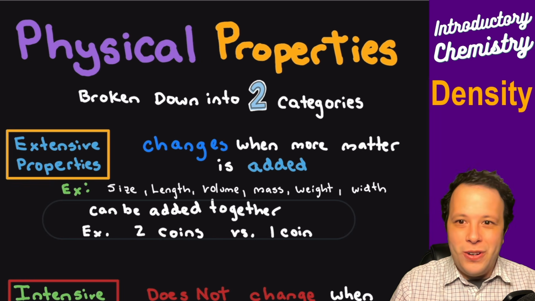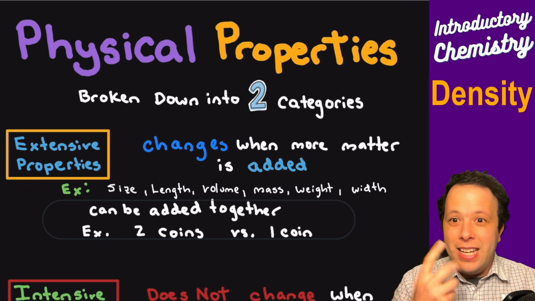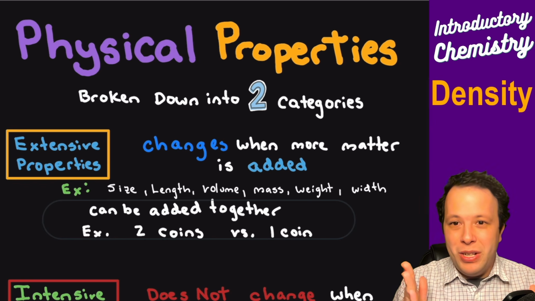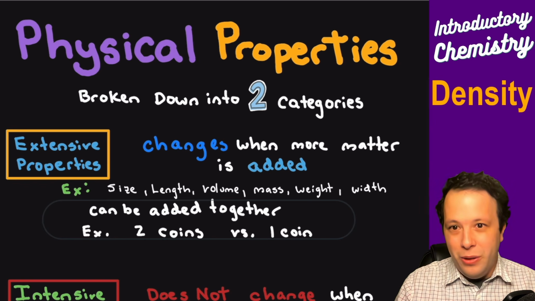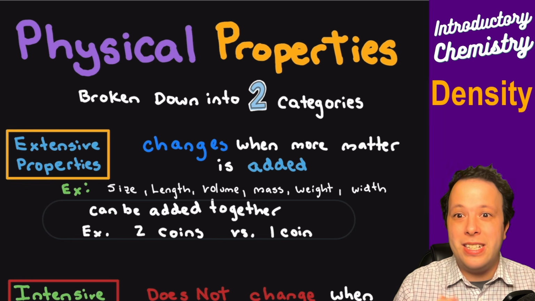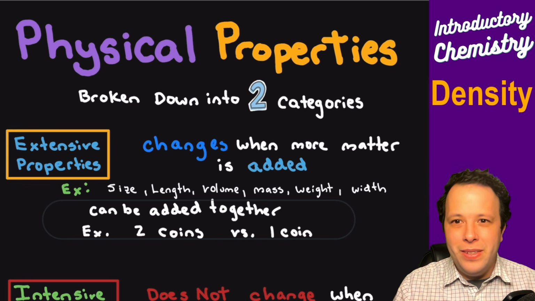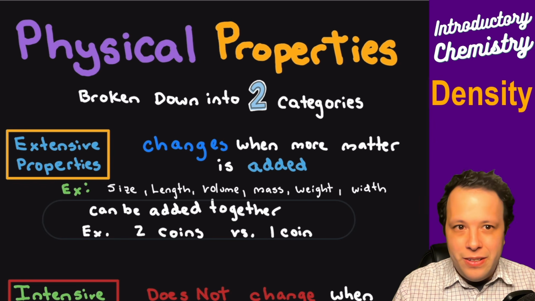If you were to try to measure the length of one penny, you would get maybe a little bit under a half an inch. If you had two of them, you'd get a whole inch and so forth. It continues to double. So this is just a normal measurement.